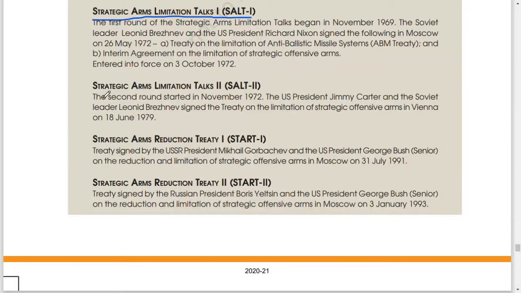Strategic Arms Limitation Talks 2, SALT 2. The second round started in November 1972. The US President Jimmy Carter and the Soviet leader Leonid Brezhnev signed the Treaty on the Limitation of Strategic Offensive Arms in Vienna on 18 June 1979.